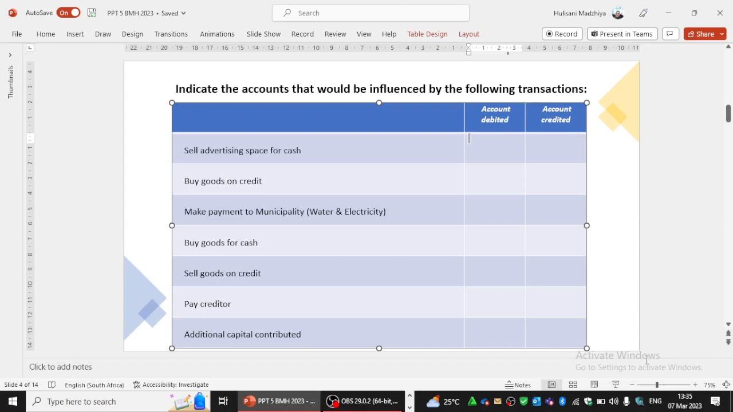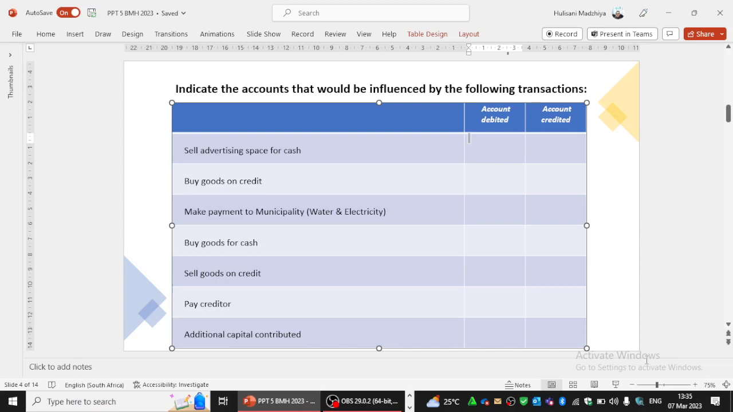But if it's a space or an item, we're going to have sales, and on the sales account we're going to specify in brackets whether this was from advertising space, or this was for inventory that was sold, so that we are specific within our information and able to track whether we're making more sales on advertising space or on selling goods.